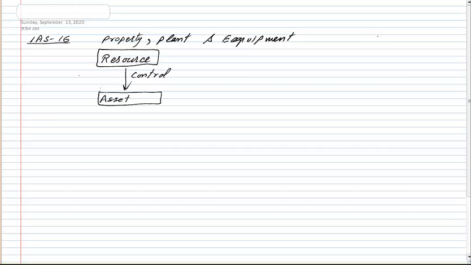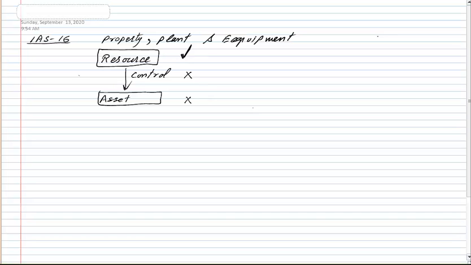For example, if we have a rental building, then obviously it is a resource. But because it is a rental building, we don't have 100% control on that building. In that case, it is not an asset. Because we are getting benefit from a rental building, it is a resource, but because we don't have control over that resource, we cannot classify it as an asset.